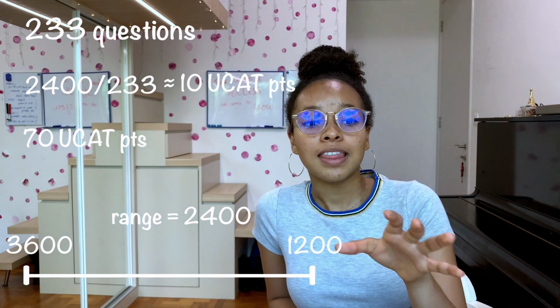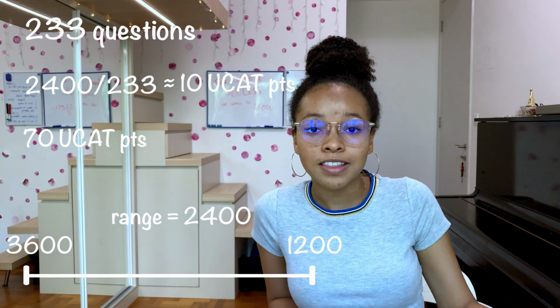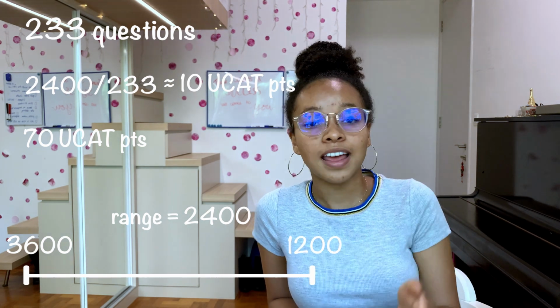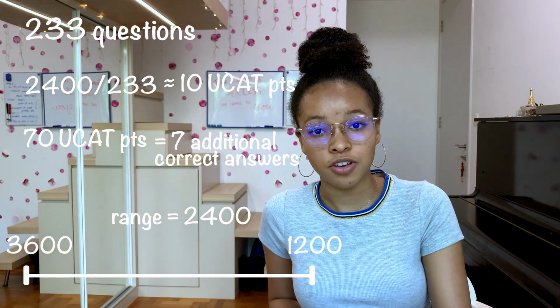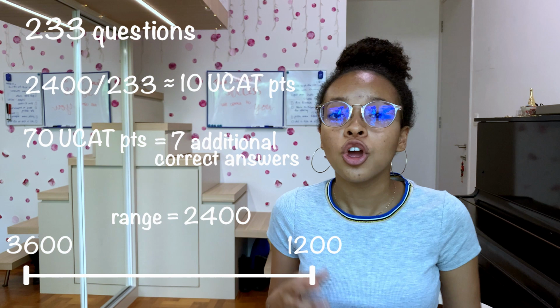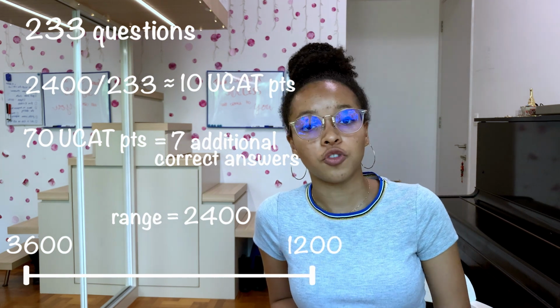This means that to move from the 6th decile to the 7th decile, a test taker needs to have 7 additional correct answers. And this amounts to about 1 or 2 extra correct answers per section, which means that you need to practice the UCAT correctly and give it the time it needs, because it's only a question of a few extra additional questions that will allow you to hit the cutoffs that you want.